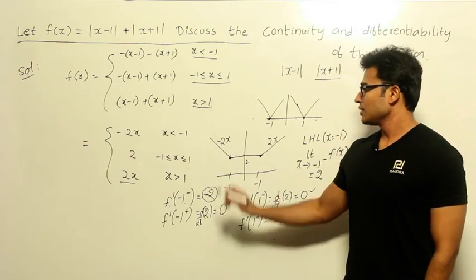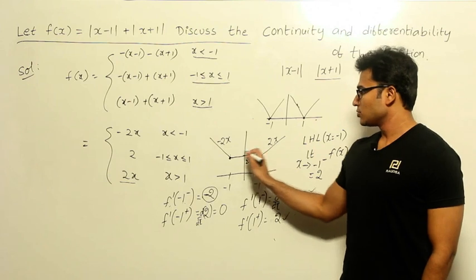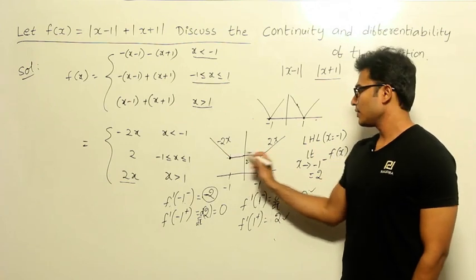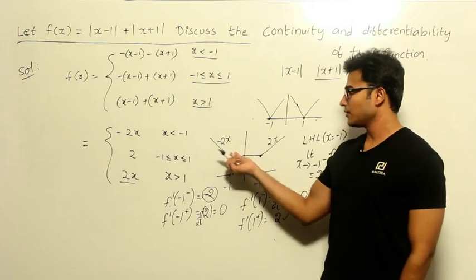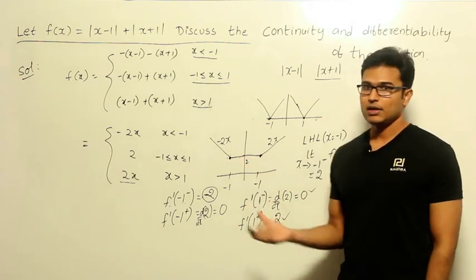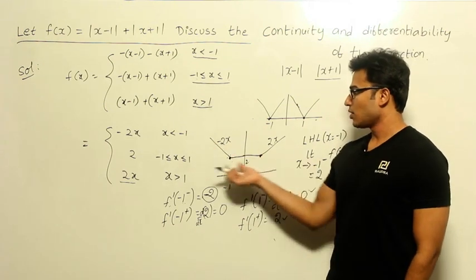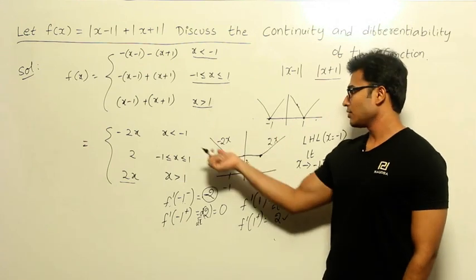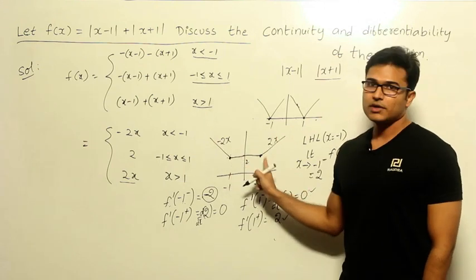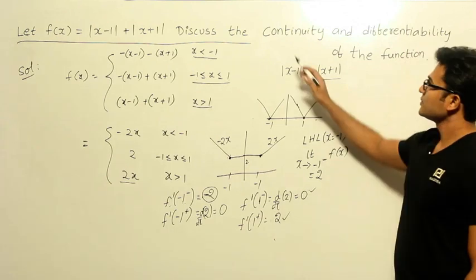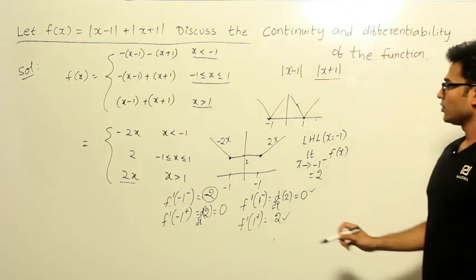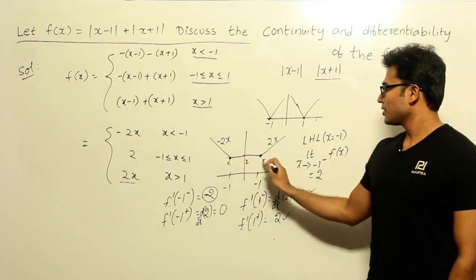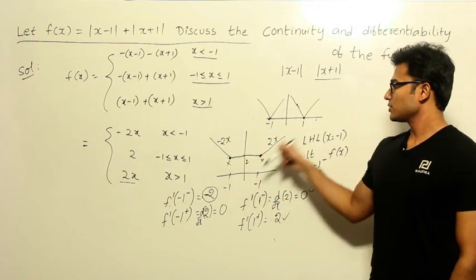So what can we say? The function is not derivable at these 2 points, and other than this, everything is smooth, so it must be definitely derivable at all the other points, right? The function is continuous at all the points and the function is derivable at all the points except 1 and minus 1. So that is what they asked: discuss the continuity and derivability of the function. Got it? So it is not derivable at this point and at this point, and it is continuous throughout the range.